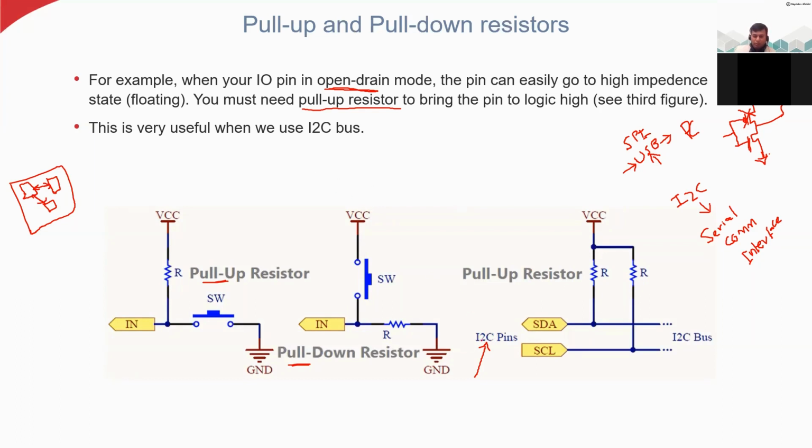So inter-integrated circuits. That is why this is called inter-integrated circuits. It makes communication between the integrated circuits within the chip or within this PCB motherboard. Whenever we activate this I2C communication on the pins, the pin can go to a high impedance state. At that time, we have to use a pull up resistor or pull down resistor to bring this pin to either logic low or logic high instead of floating. That is the purpose of the pull up and pull down resistors.